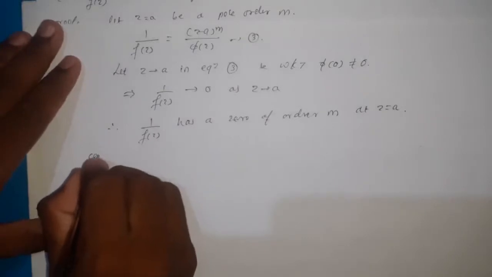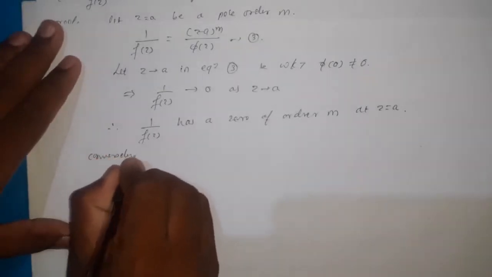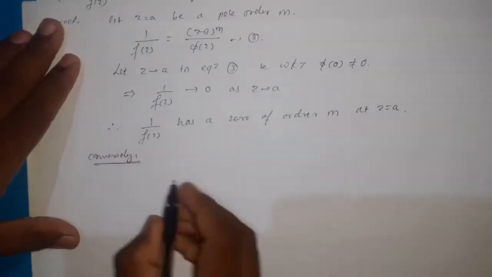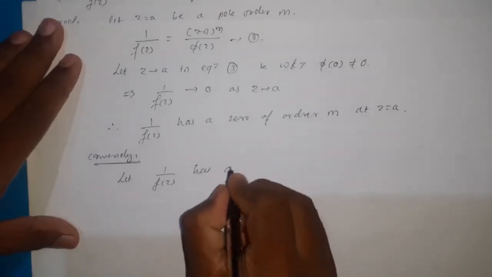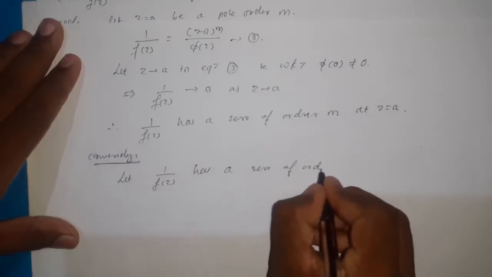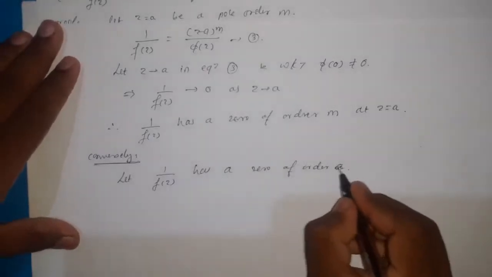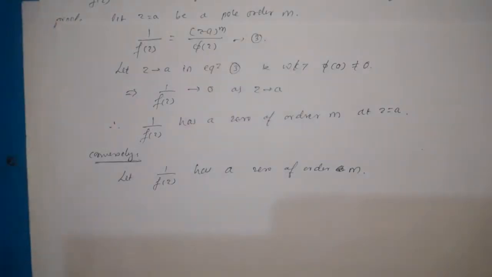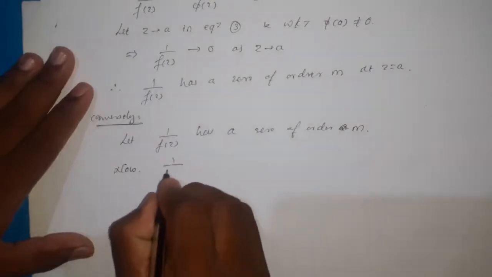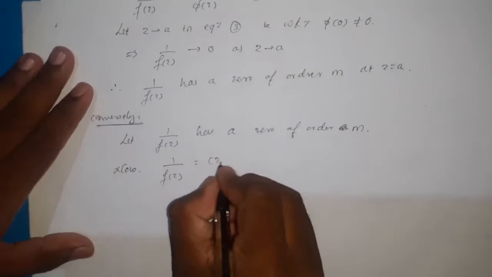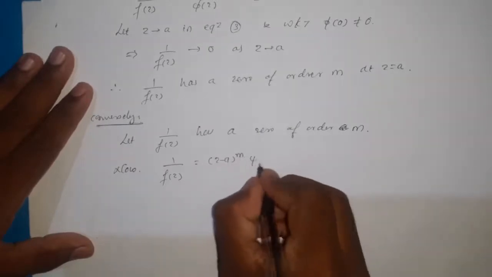Now let us prove the converse part. So conversely, let 1 by f of z have a 0 of order m. We need to prove that f of z has a pole of order m at the same point. Now 1 by f of z is equal to z minus a whole power m into psi of z.